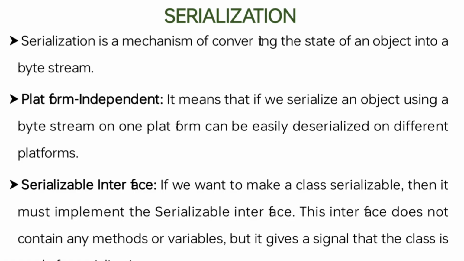Serialization is a mechanism of converting the state of an object into a byte stream. Serialization means convert the object into the byte stream. Deserialization means the byte stream is converted again to the object. Serialization is platform independent. That means if we serialize an object into a byte stream on one platform, it can be easily deserialized on another platform.